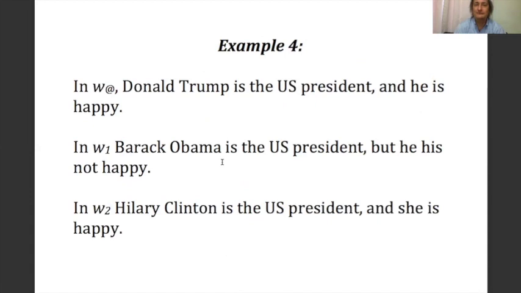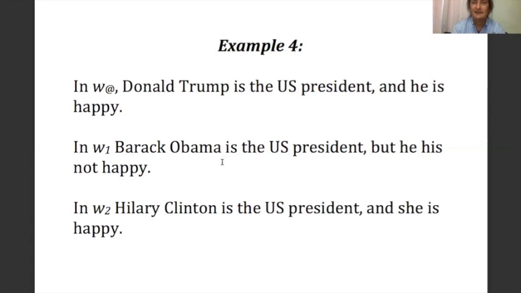Example 4, we're going to look at the sentence, the US president is happy. Okay. So we're going to consider three different situations. In the actual world, Donald Trump is a US president, and Donald Trump is happy. In world W1, Barack Obama is a US president, but Barack Obama is not happy. And in world W2, Hillary Clinton is the US president, and Hillary Clinton is happy.